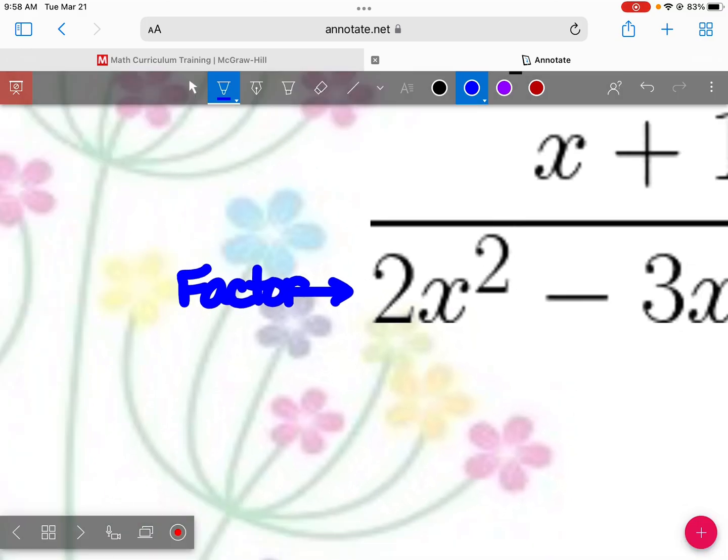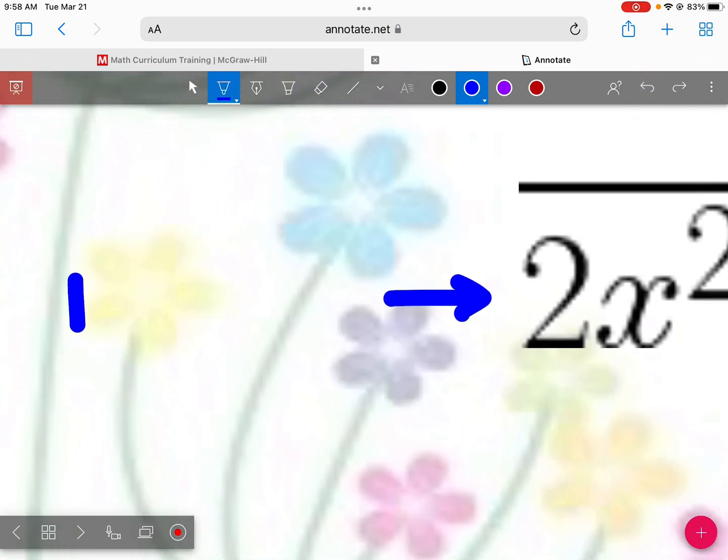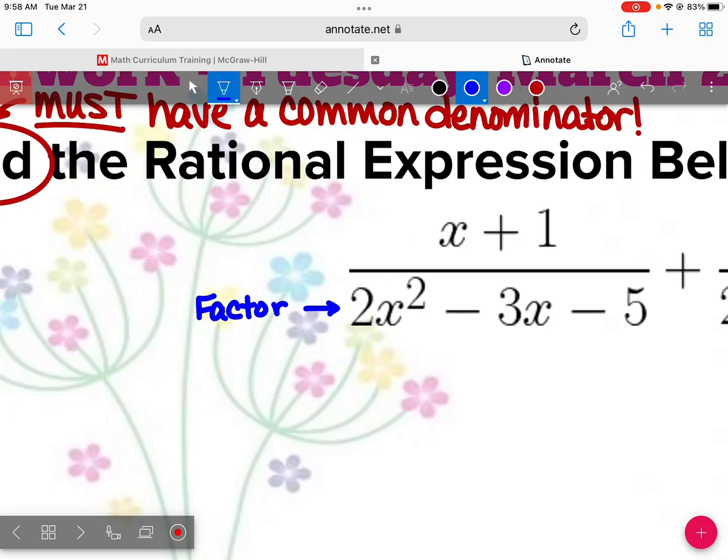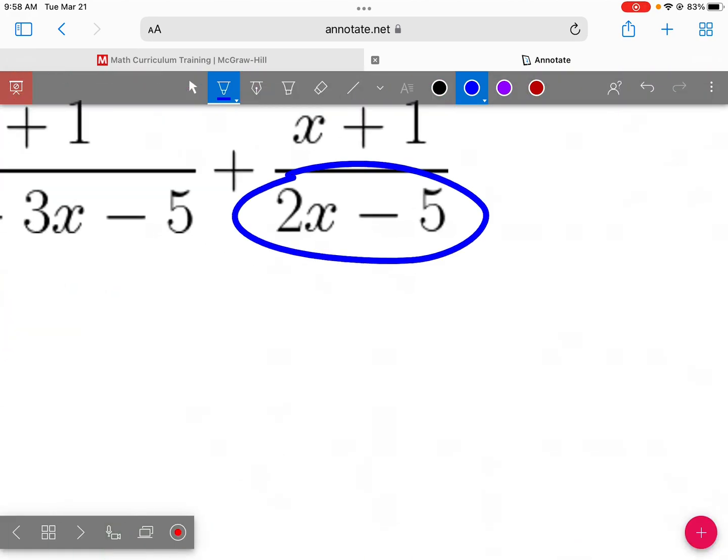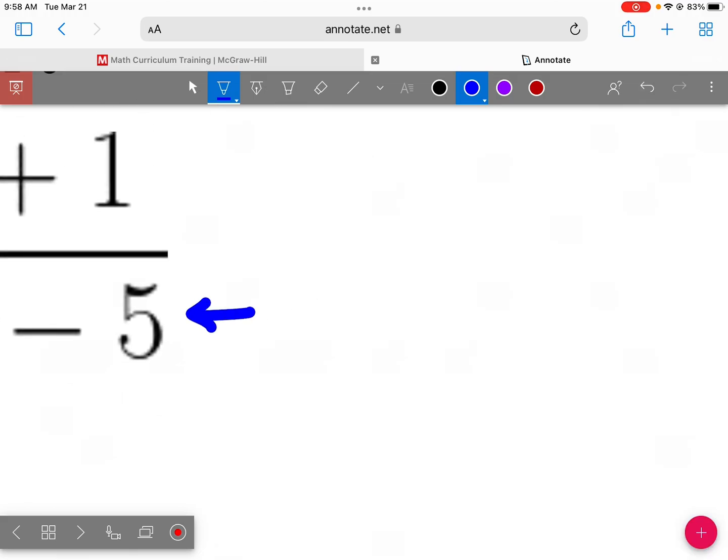I don't need to factor the other denominator because why? Why don't I need to factor this one? Already factored. It doesn't have an x squared in it, and there's no GCF. No x squared. No GCF.